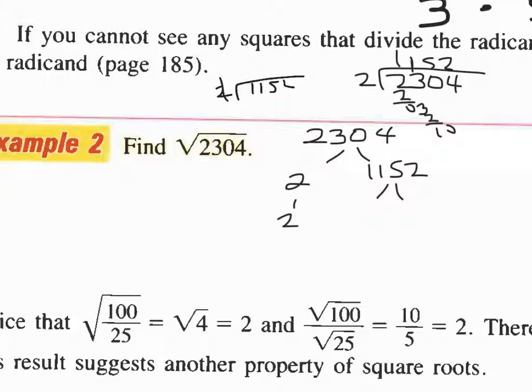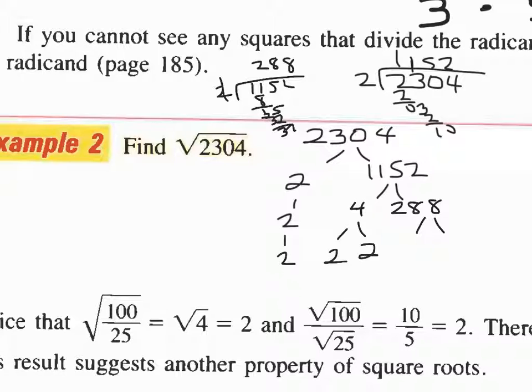So 4 will go in here 2 times, and 4 will go into 35 8 times, and then 4 goes into 32 again, 288. So now I've got 4 times 288. I still have to keep going. So I'm still going to keep bringing the 2 down. The 4 will break down into 2 times 2. I could actually break the 288 into 2 times 144.